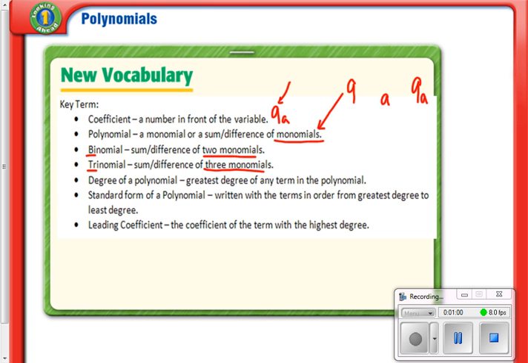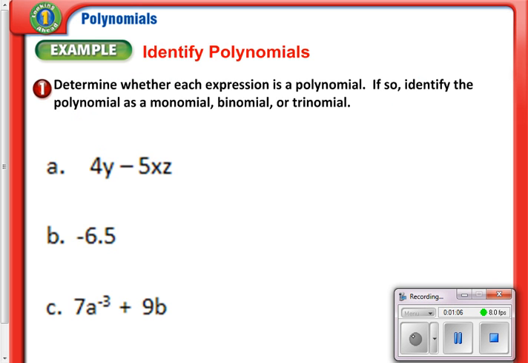We'll come back and brush up on these other vocab words in a second, but right now we're going to deal with some of these nomials. First things first, we're going to determine whether each expression is a polynomial, and if it is a polynomial, we need to identify it as a monomial, a binomial, or a trinomial. So first, A here, we have 4y minus 5xz, and yes, this is a polynomial. Here's one term, here's the second term, separated by a difference. Therefore, this type of polynomial is a binomial.